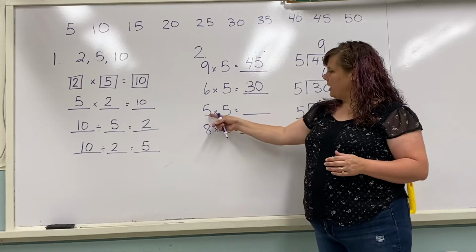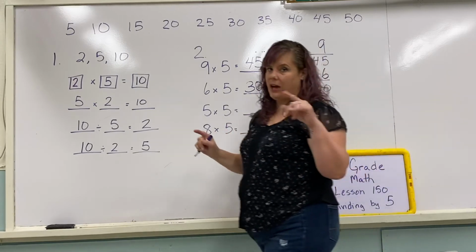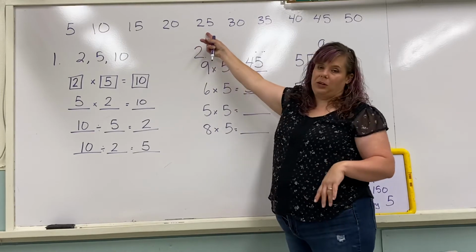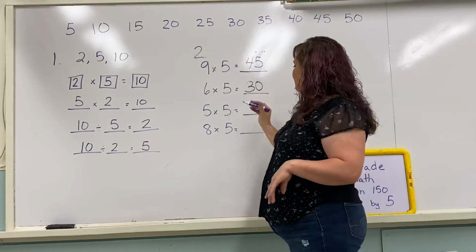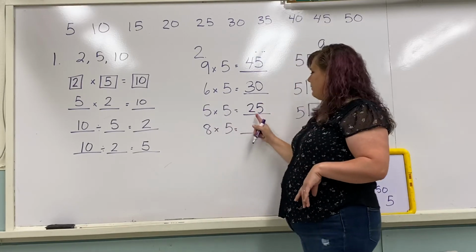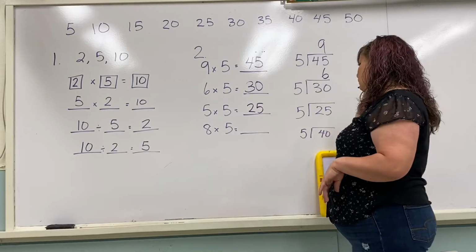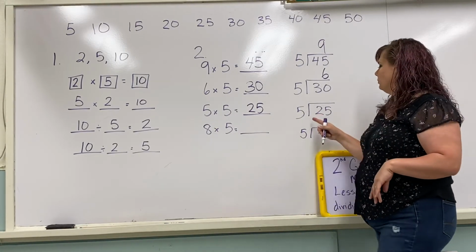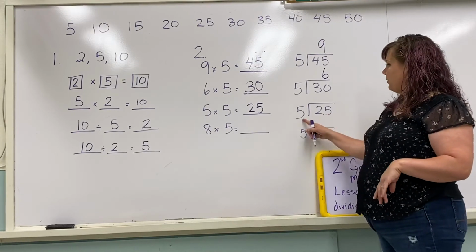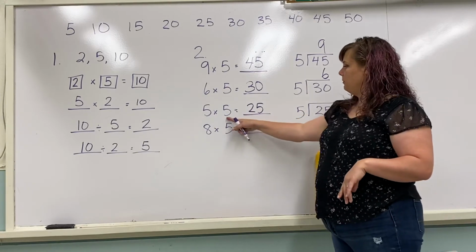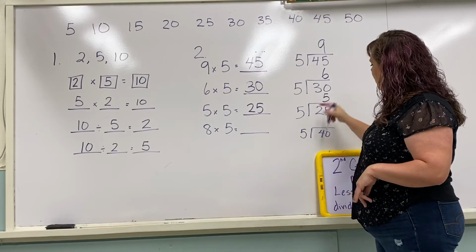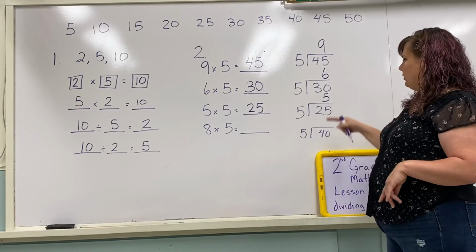Okay, next one, 5 times 5. Okay, let's count by 5s 5 times. 1, 2, 3, 4, 5. What number did we land on? 25. So the answer is 5 times 5 equals 25. Now, if you come over here to this division problem, it's just the opposite. 25 divided by 5 equals 5. Very good. How many times would you count by 5 to get to 25? And the answer is 5.